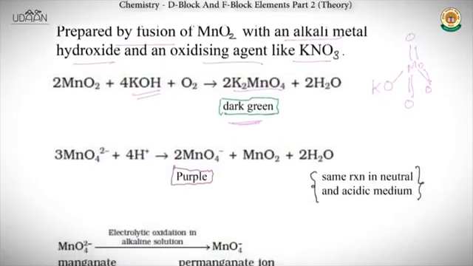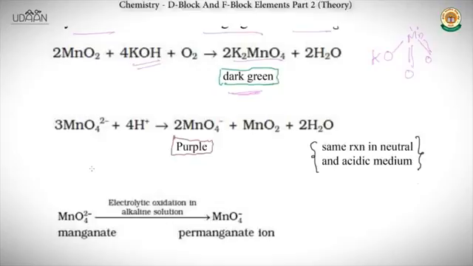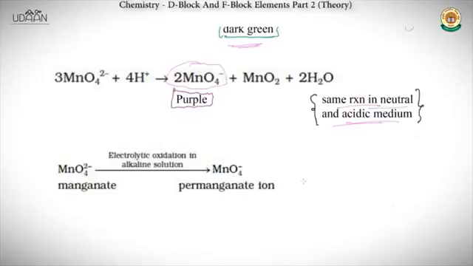Now let's go to the next reaction. In this reaction, the K2MnO4 obtained in the above reaction is extracted with water, and the solution, after filtration, is converted into potassium permanganate, KMnO4. So a disproportionation reaction is occurring here. This KMnO4 is purple in color, and the reaction is the same in neutral and acidic medium. So this is how KMnO4 is prepared.